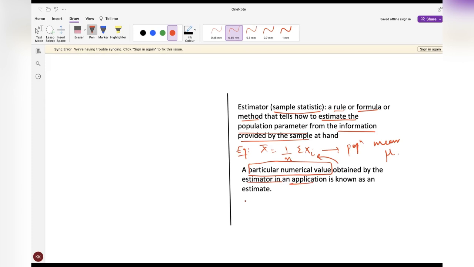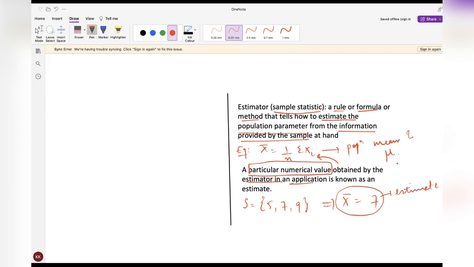For example, in this case, let's take a sample of 5, 7, and 9. On calculating my sample mean, that is 7. So this particular value is my estimate.